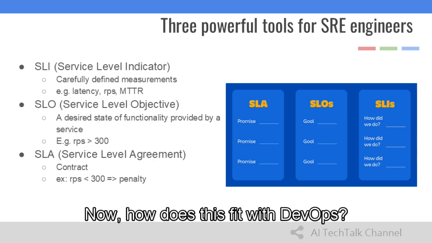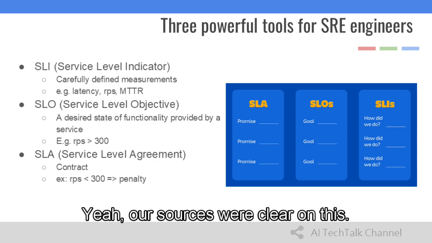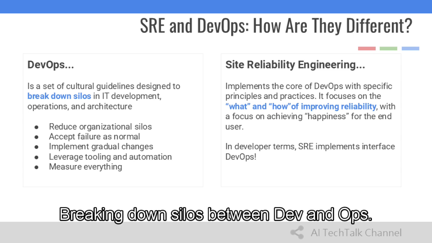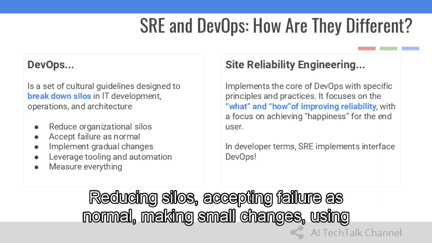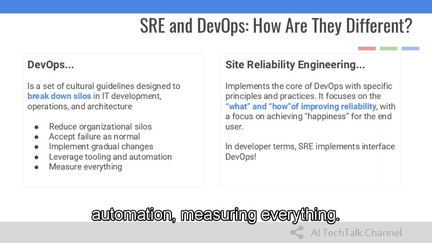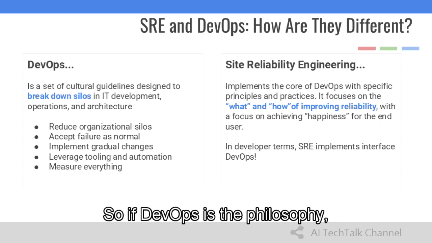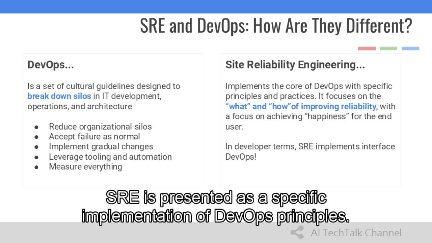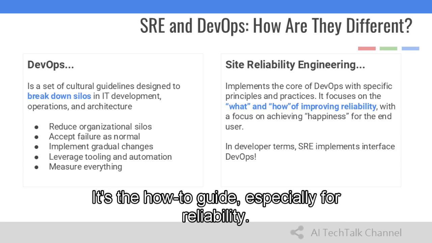Now, how does this fit with DevOps? That term is everywhere. Our sources were clear on this. DevOps is more like a culture, a set of guidelines, breaking down silos between Dev and Ops. Exactly. Reducing silos, accepting failure as normal, making small changes, using automation, measuring everything. It's a broad philosophy. So if DevOps is the philosophy, where does SRE sit? SRE is presented as a specific implementation of DevOps principles. It's the how-to guide, especially for reliability.